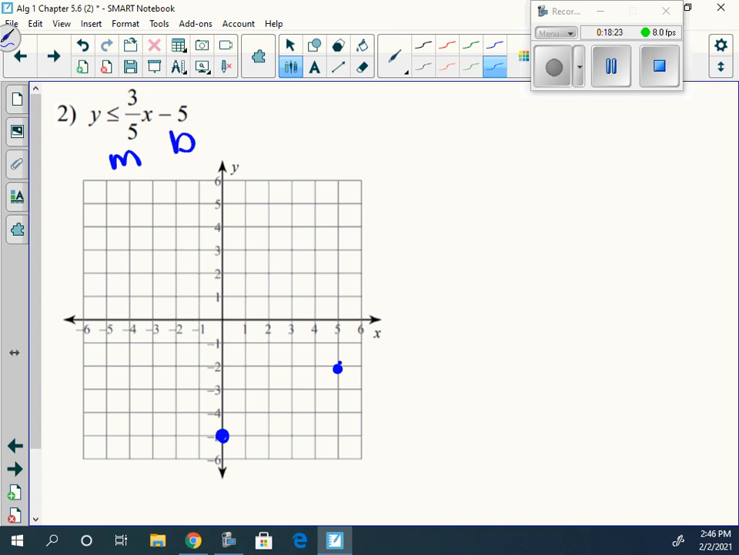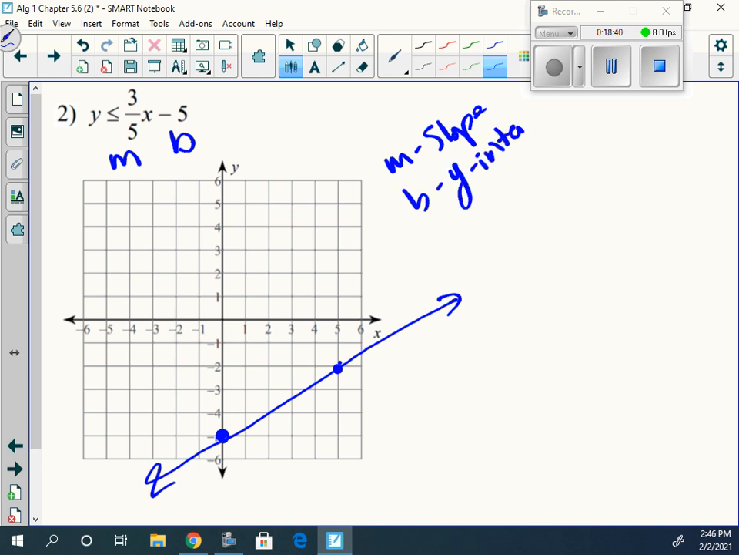Yes? Yeah. Now, would the line be solid or dashed? It'd be solid. Yeah, I think so. It's y-intercept. Yes. You got 4 minutes as well.